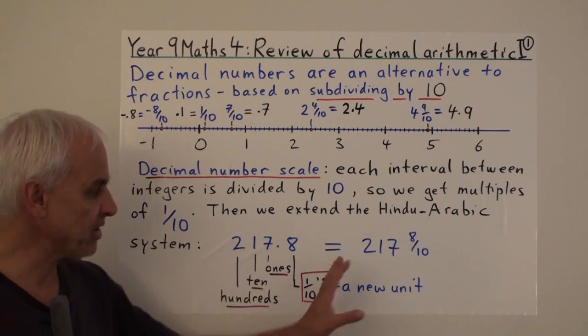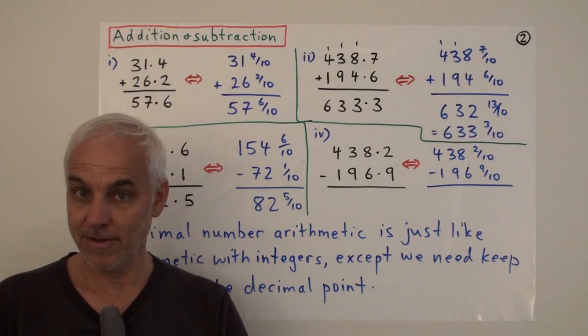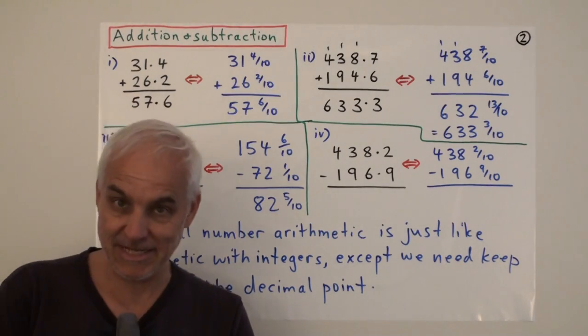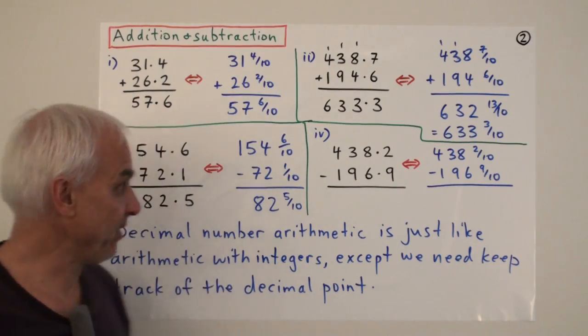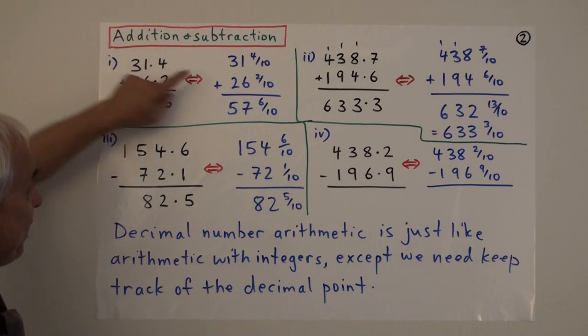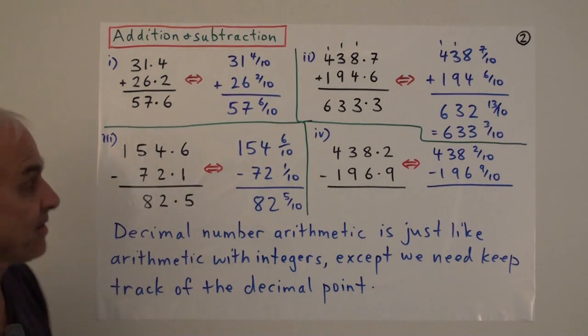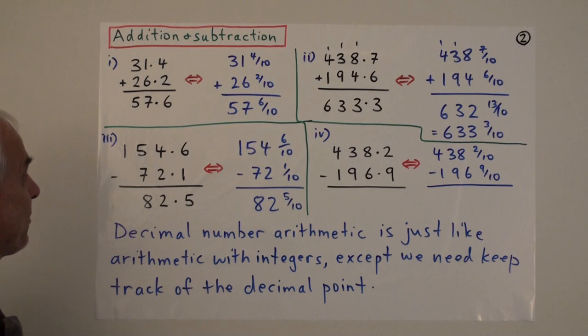So these are the simplest kind of decimals. So with these simple decimals, we can do some basic arithmetic. Let's have a look at addition and subtraction with these numbers. So in our first example, we're adding 31.4 to 26.2. And I remind you that 31.4 really means 31 and 4/10, and 26.2 really means 26 and 2/10.